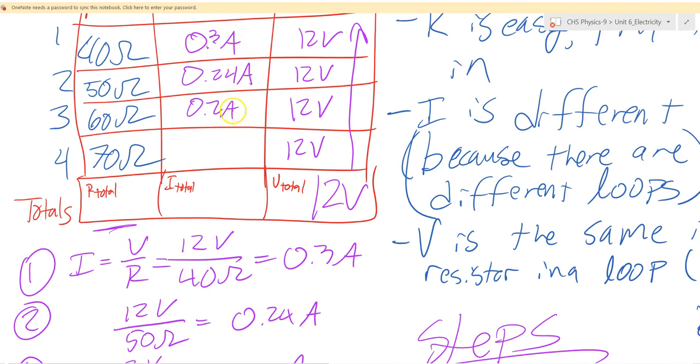Notice that the current is going down. The voltage is the same, but the resistance is going up. That's a relationship. As the resistance goes up, current goes down.